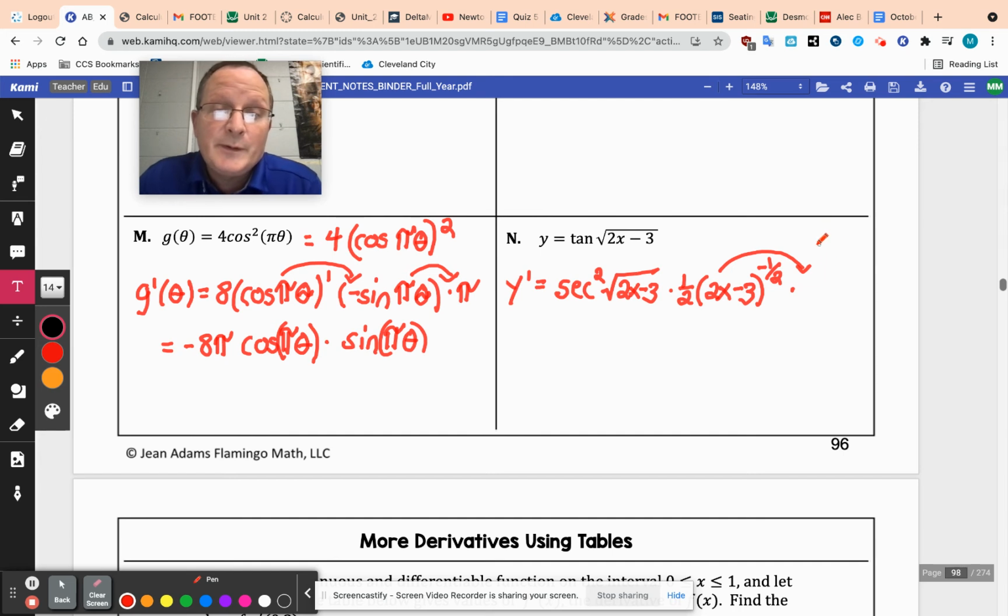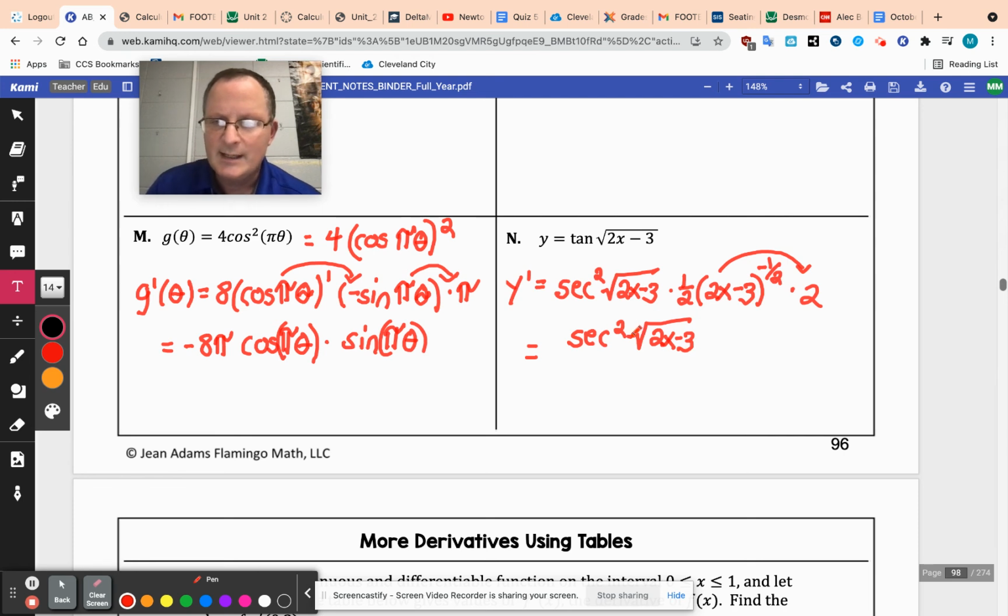I never did take the derivative of 2x minus 3. I'm doing it now. And then that's the square root on the bottom along with a 2. Those 2's are going to cancel. So up top I'm going to have a secant squared square root of 2x minus 3. That square and square root have nothing to do with each other. That square is squaring the secant, and the square root is taking the square root of the 2x minus 3. They have nothing to do with each other. And then this 1 half times 2 is gone.